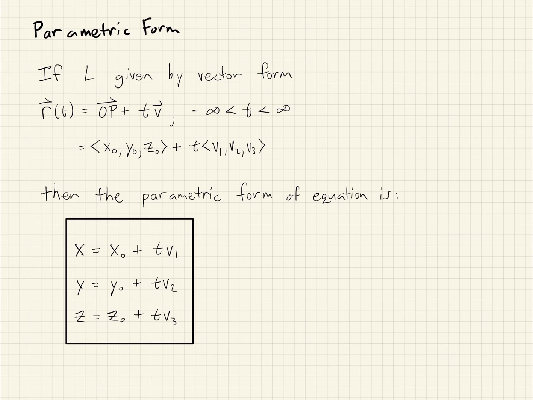And so the parametric form of the equation of the line is to take our three coordinate variables, x, y, and z, and have three equations, one equation for each, so three total equations. x equals x0 plus tv1, which is what you would get by adding that, plus t times v1. And then in a similar way, y equals y0 plus tv2, and z equals z0 plus tv3.